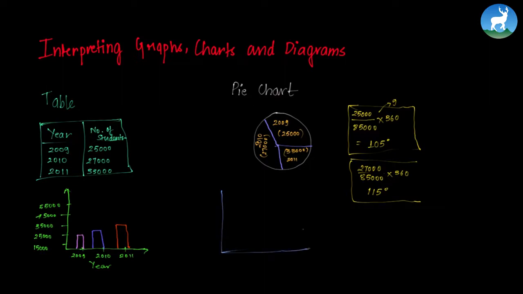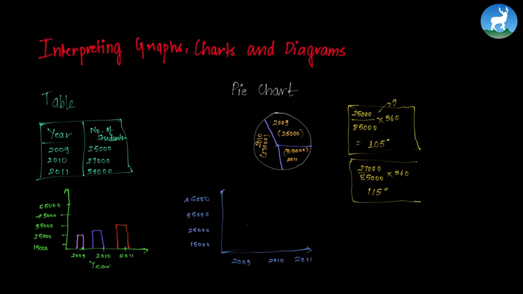Here we do the same plottings: 2009, 2010, and 2011. And here we have again 15,000, 25,000, 35,000, 45,000. Let's make it till here. The difference between drawing a bar diagram and a line graph is that you draw a rectangular bar in the bar diagram, whereas you just point it in a line graph.